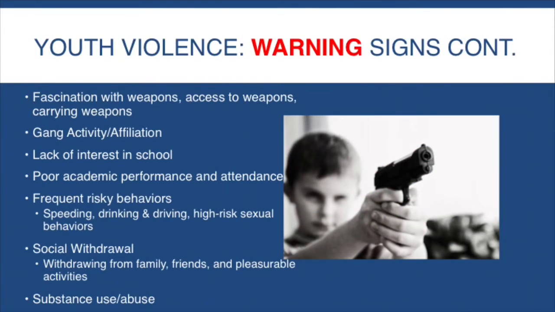These students might typically show fascination with weapons, talk about how they have access to weapons. They may be affiliated with a gang. They may have a lack of interest in school or poor academic performance or attendance. They may also typically have some risky behaviors. For our older children, drunk driving, speeding, high-risk sexual behavior, social withdrawal, substance abuse can all be signs of impending violence.